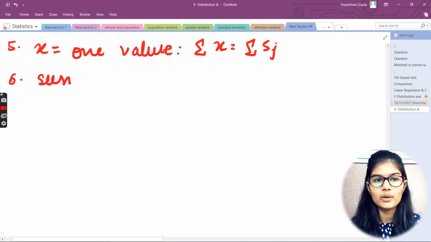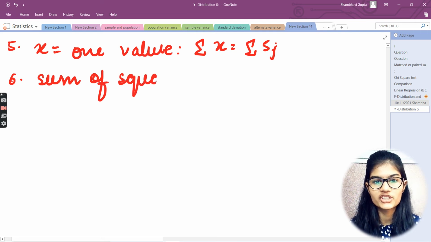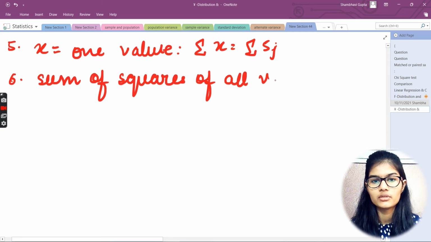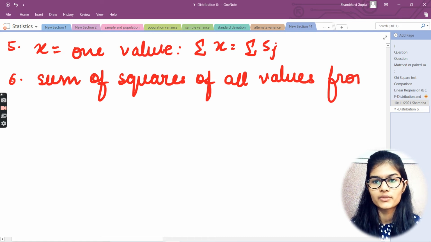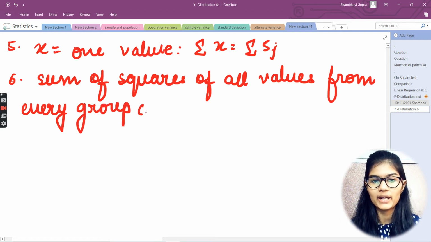Next we have the sum of squares of all values, the sum of squares of all values from every group combined.